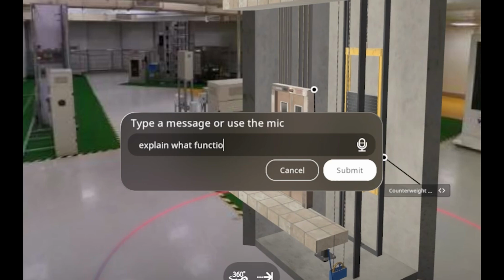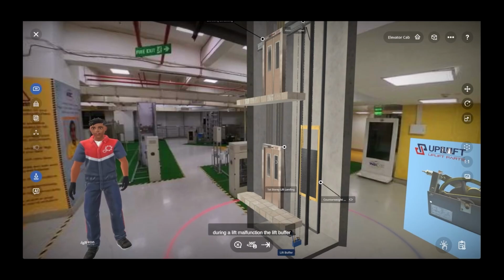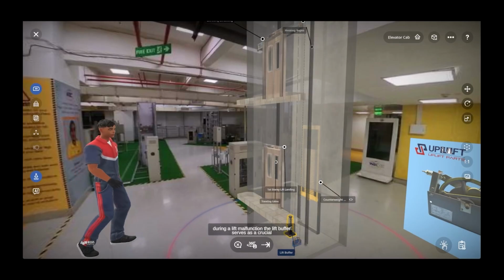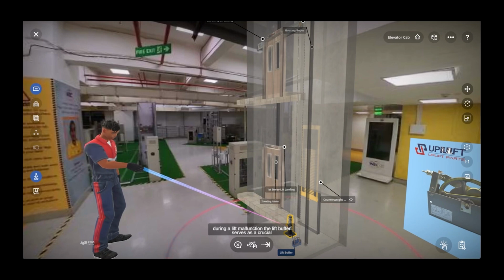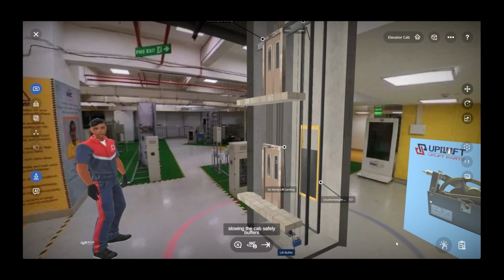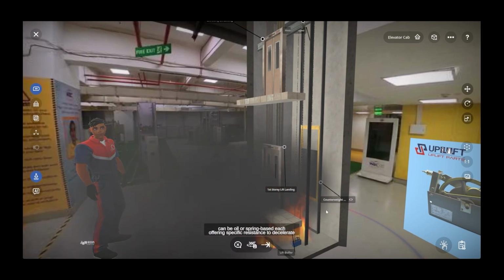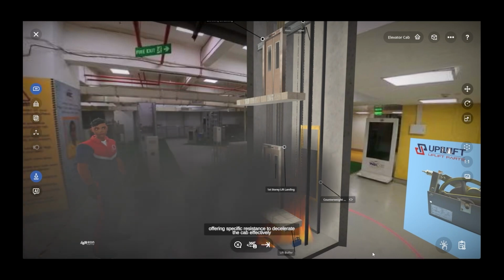Explain what function the lift buffer has during a lift malfunction. During a lift malfunction, the lift buffer serves as a crucial safety mechanism. Buffers can be oil or spring-based, each offering specific resistance to decelerate the cab effectively. This ensures that even in a malfunction, the elevator stops safely, protecting passengers and equipment from harm.